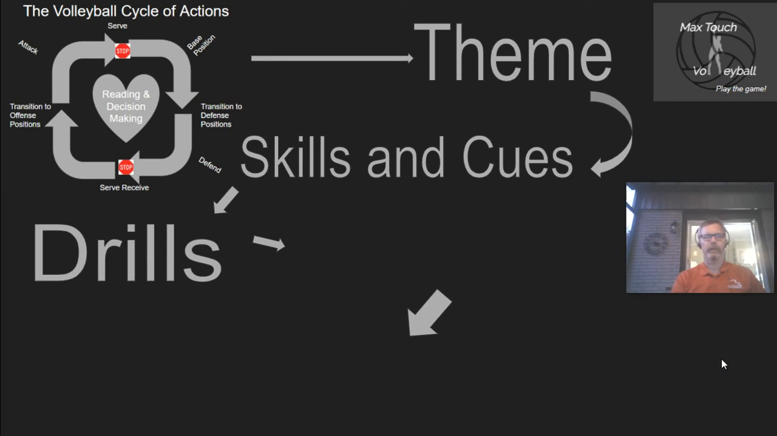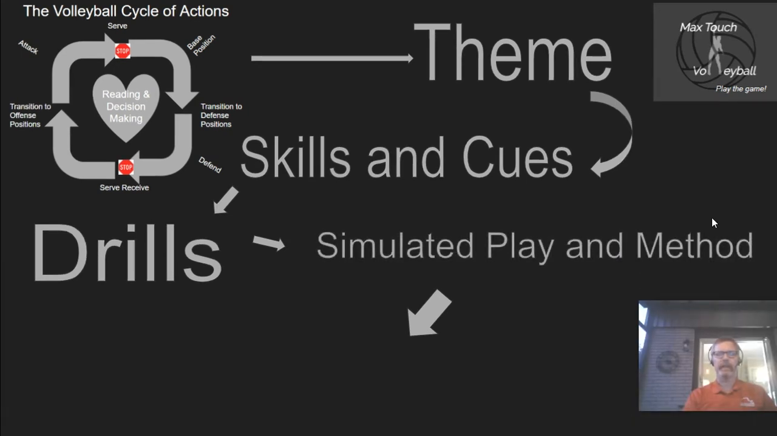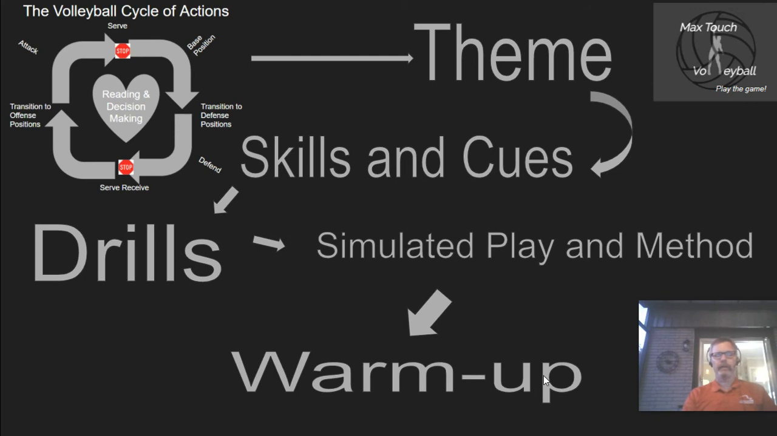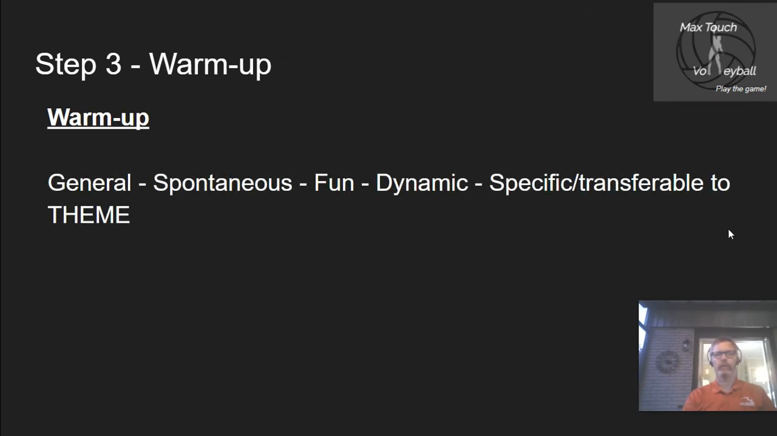So please give some thought to the cues and the decisions that your players will have to make within the context of the game. We talked about different types of drills, and specifically simulated play or scrimmage style activities versus method 1, 2, or 3 drills. And finally, you end with your warm-up, which is related to your theme. So that's where we're going to kick it off today, and we're going to talk about the warm-up.